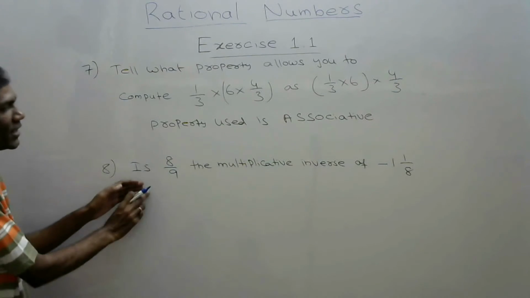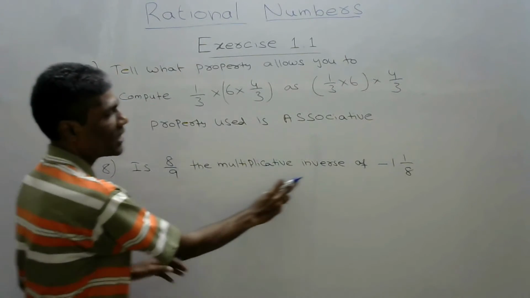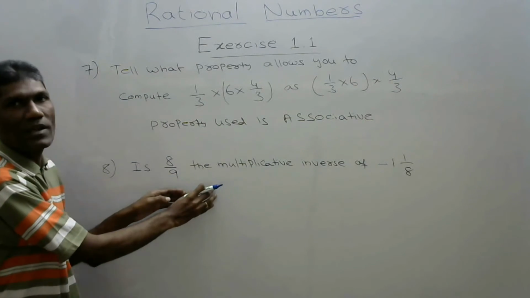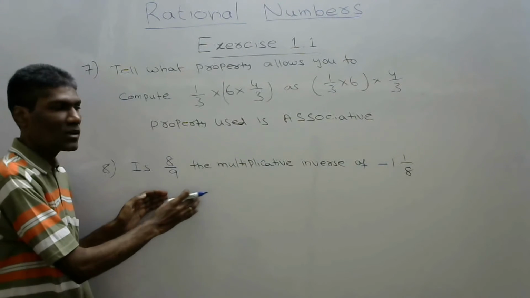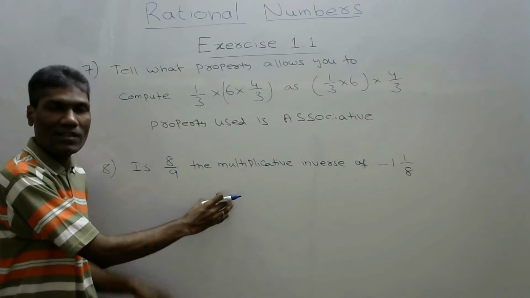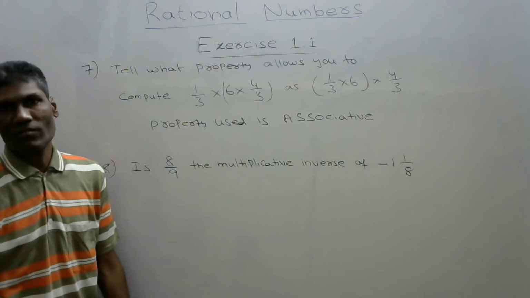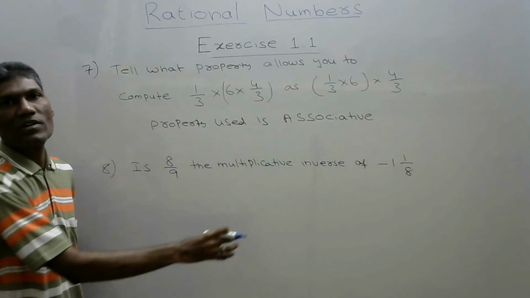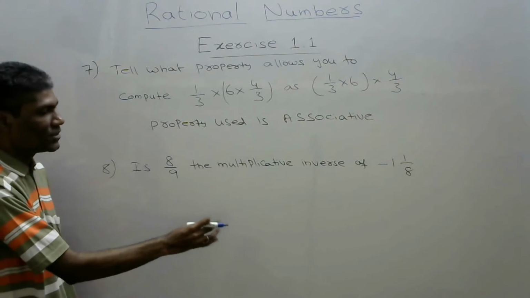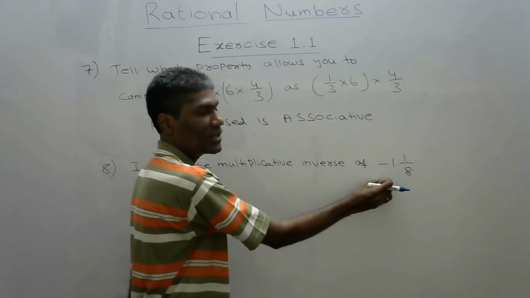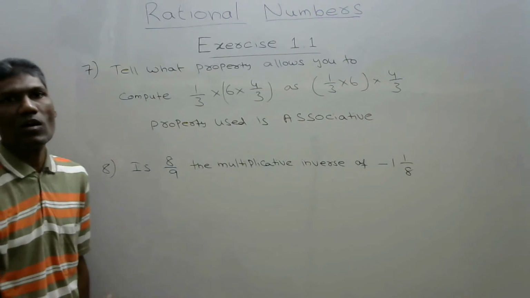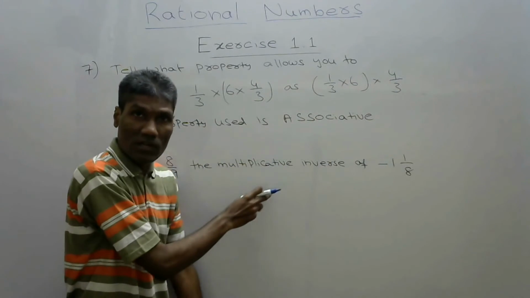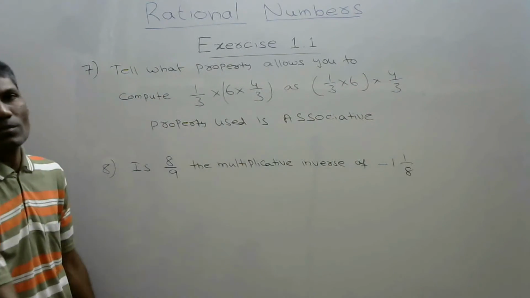Next, is 8 by 9 the multiplicative inverse of minus 1 by 8? We know what a multiplicative inverse is. If the product of two numbers is 1, then they are said to be multiplicative inverses of each other. So, to find out, we will multiply these two numbers and see whether the product is 1 or not. If the product is 1, then it is the multiplicative inverse. If the product is not 1, then it is not.